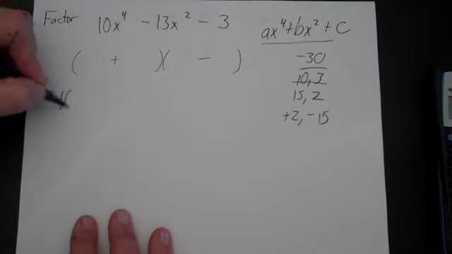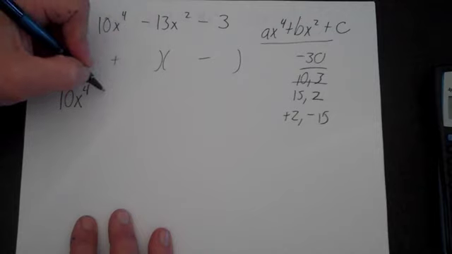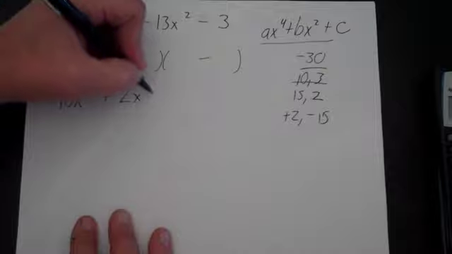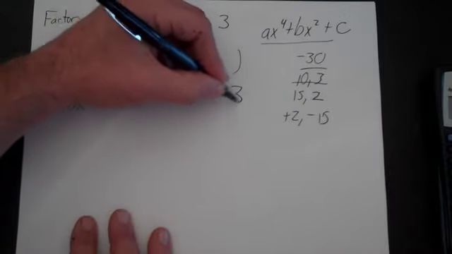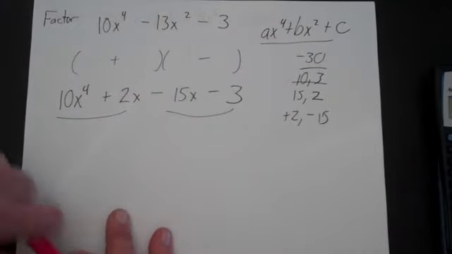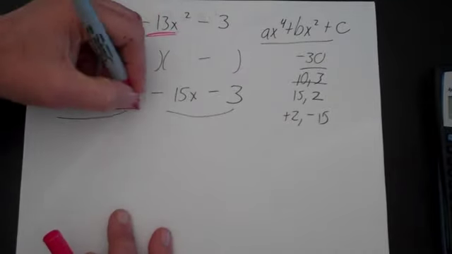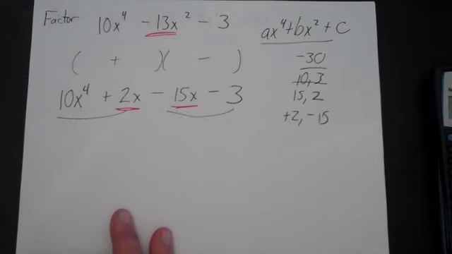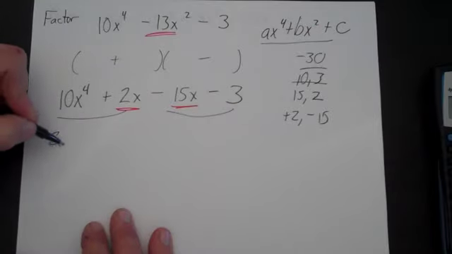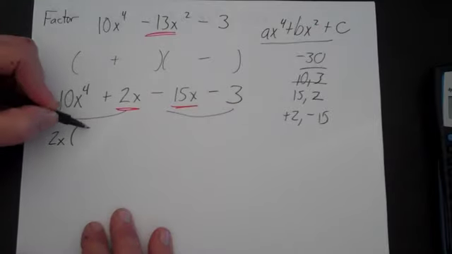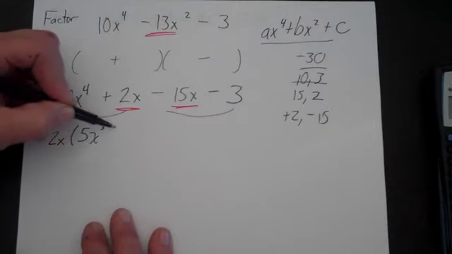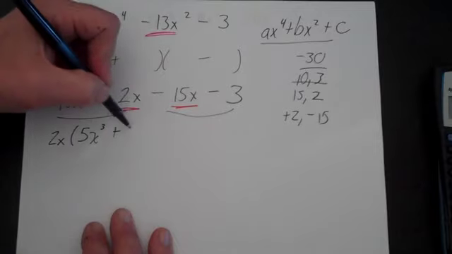Now you're going to use factoring by grouping: 10x^4, and it doesn't matter what order you put it in, plus 2x squared minus 15x squared minus 3, and then I'm going to group these two together and these two. See what I did is I just took b, the minus 13x squared, and I split it into a positive 2x squared and a minus 15x squared. Then I do factoring by grouping. Here I can take 10x^4, I can take a 2x squared out. If I take a 2x squared out, I have 5x squared plus 1.